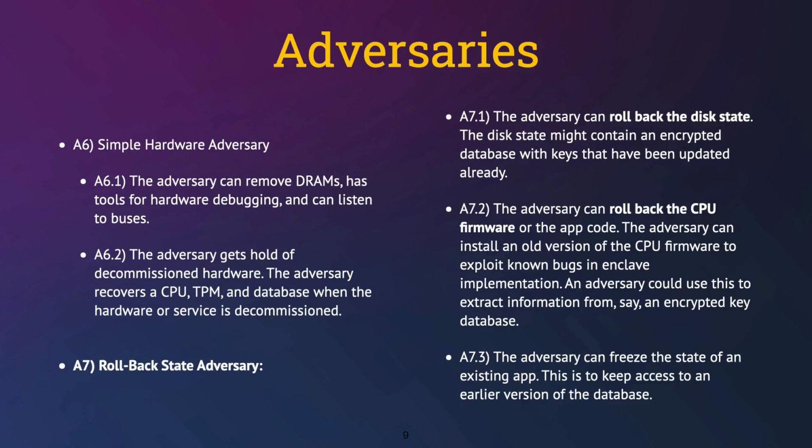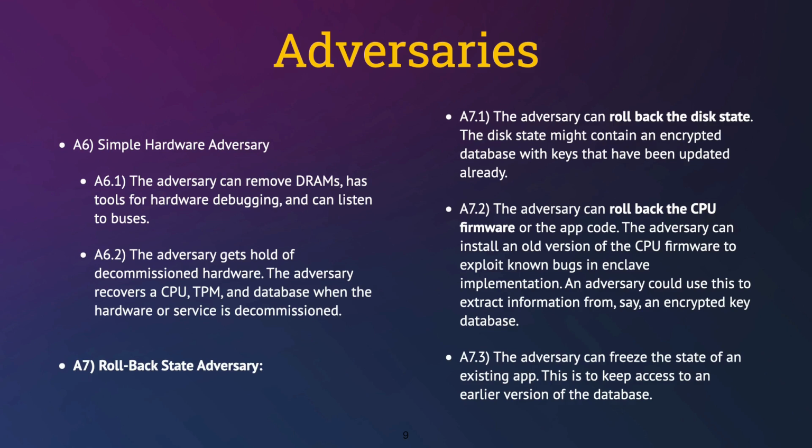There are more adversaries that we need to expect. So we expect, in this context of SCONE, simple hardware adversaries. This simple hardware adversary can remove DRAMs, might have some hardware debugging tools, can listen to buses, so can do certain things with the hardware. But it's only a simple hardware adversary. We don't have an advanced one. We also need to consider that the adversary just might get access to some old hardware, some old CPUs, some TPM that is not used anymore. And we have to actually take care of the decommissioning of hardware from our system.